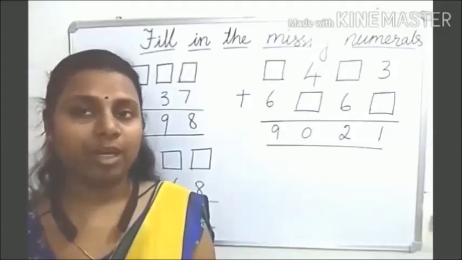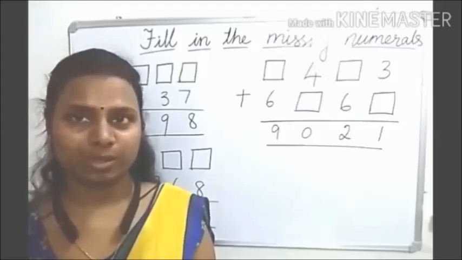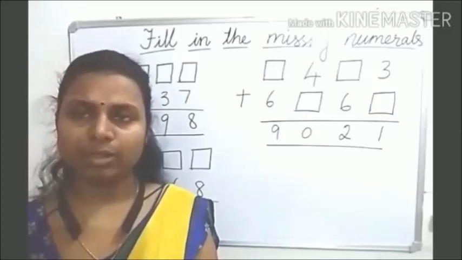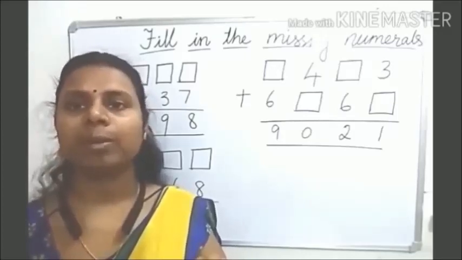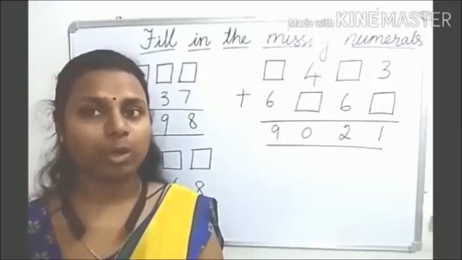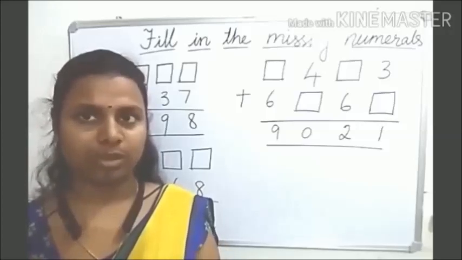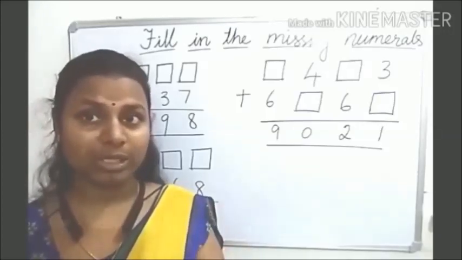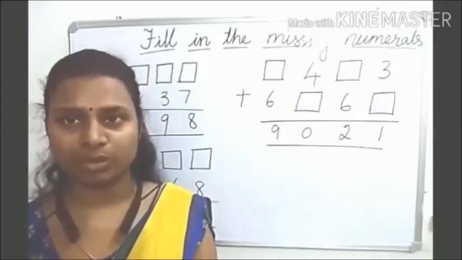Fill in the missing numerals. Same addition, but in between some numbers are missed. We are going to find those numbers. When we are finding those numbers, really it is very easy unless you follow the rules.